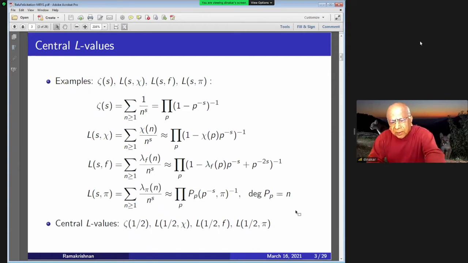I put approximately because for p dividing the level, of course, the factors will have a smaller degree. So I'm not being completely precise. It has degree 2, and in general, we'll have degree n for pi, which, if you think of it as on GL_n, is degree n. And whenever we go to GL_n, it's easier for me to think of automorphic representations. For GL_2, you can think in either way, either form. And then we are interested in the central L-values here.